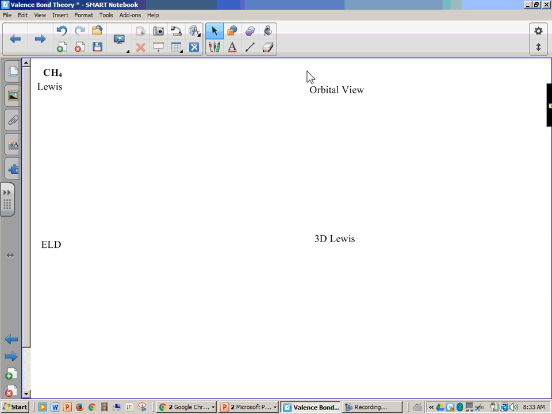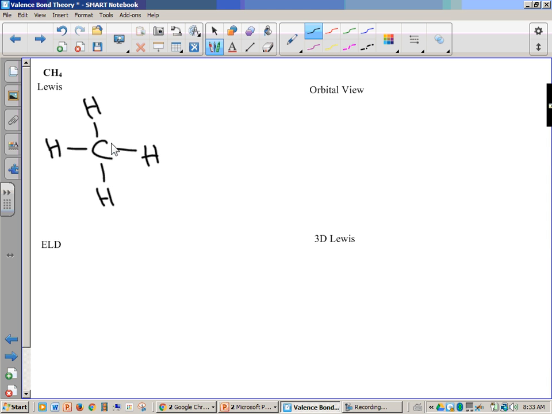And now I'm going to start with the Lewis diagram. I'm not going to start with an electron dot diagram. And I'm hoping that you guys know how to draw the Lewis diagram for CH4. We've got C, H, H, H, H. All right? Okay? Now the energy level diagram.